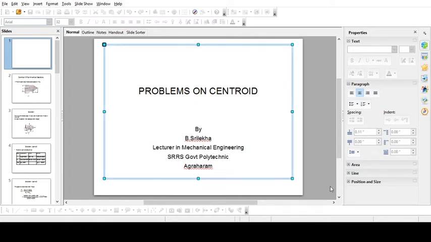Now, as you know, the formula for the centroid is the sum of the moments of areas divided by the sum of the areas. So the position of the centroid from the y-axis, x bar, is equal to a1 x1 plus a2 x2 by a1 plus a2.